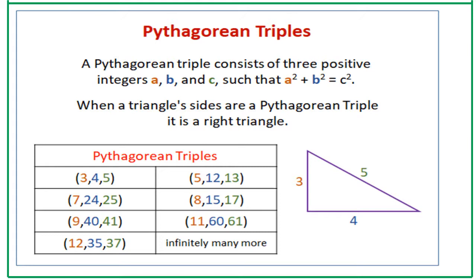So now consider the triple 3 4 5. First 3 square 9, 4 square 16, 9 plus 16 is 25. Then take 5 square 25. Now 25 equal to 25. This is a Pythagorean triple. So let's see many examples here. 5 12 13, 7 24 25, 8 15 17, 9 40 41, 11 60 61, 12 35 37, and also infinitely many more going on. So these are the Pythagorean triples.